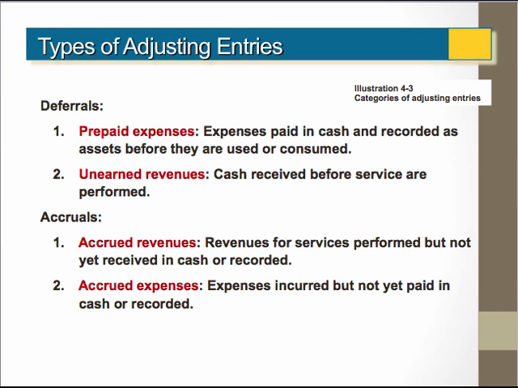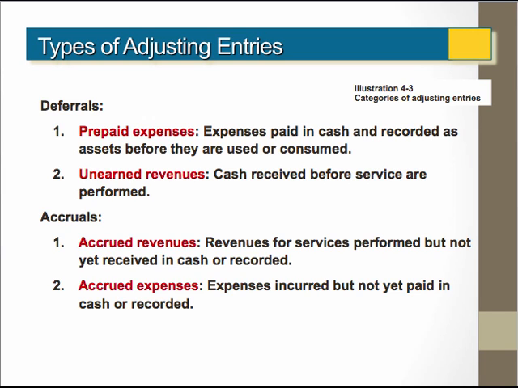Adjusting entries are made for 4 different situations. In general, they are called deferrals and accruals. Deferrals can fall into 2 categories: adjusting prepaid expenses or adjusting unearned revenues. Remember, prepaid expenses are assets and unearned revenues are liabilities. Normally, the adjustment for a prepaid expense is in the situation where we have a prepaid expense and we've used a portion of that prepaid in the current period.